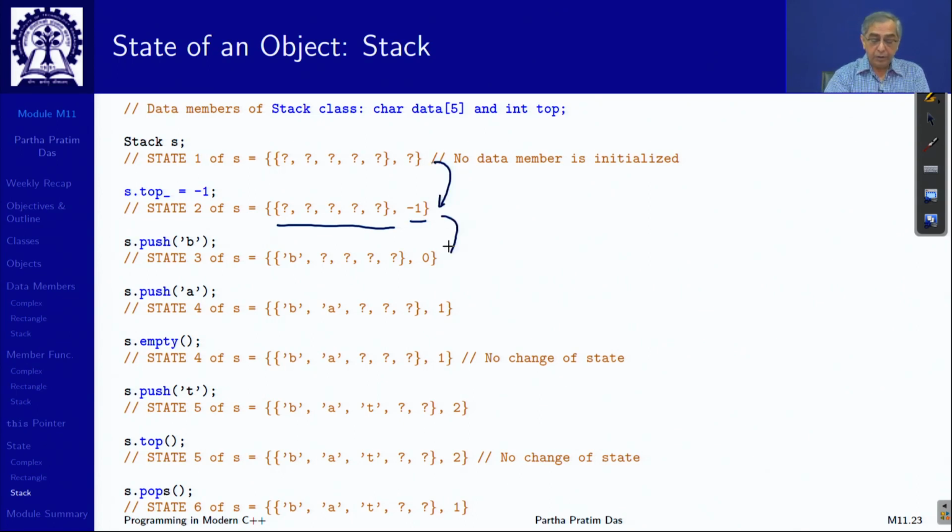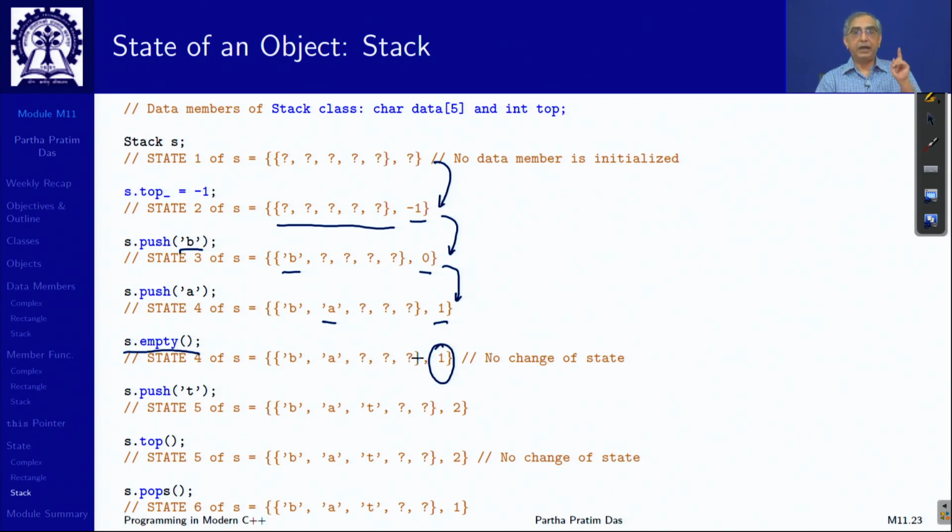Now, you do a push. So the top changes and the value, suppose you have pushed B, comes in at the 0th location. So the array has changed, the top also has changed, the stack is in a different state. You push another, then A is introduced in the array as well as the top marker has changed. You have checked for is empty. Is empty is just checking if the stack is empty, that is if top is -1 or not. So it is not changing the state.